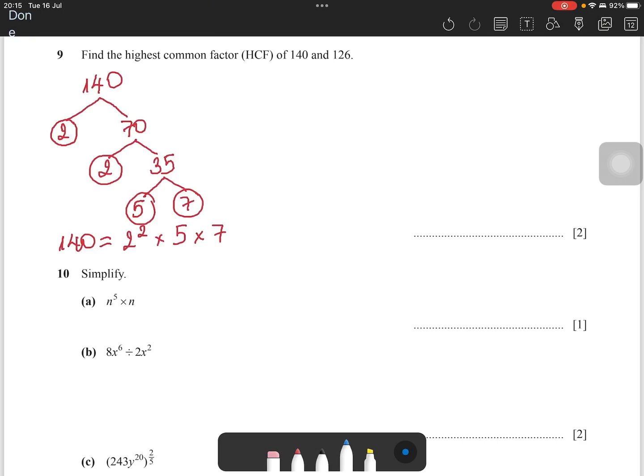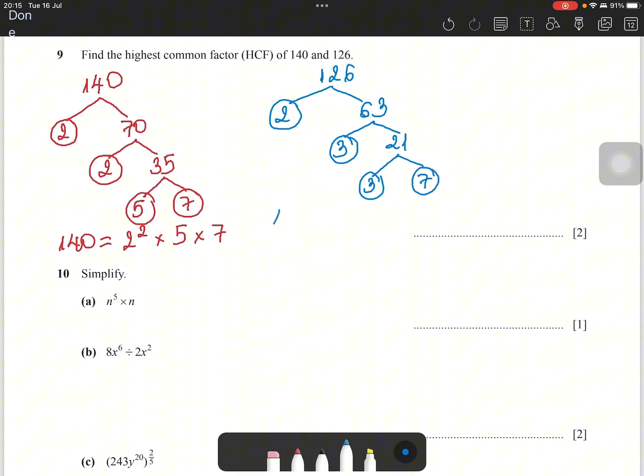Next, 126, I can also split it into 2 multiplied by 63. 2 is a prime factor. 63 is divisible by 3. 3 times 21 is 63. Now 21 is equal to 3 times 7, and they are both prime numbers. So 126 is equal to 2 times 3 squared times 7.